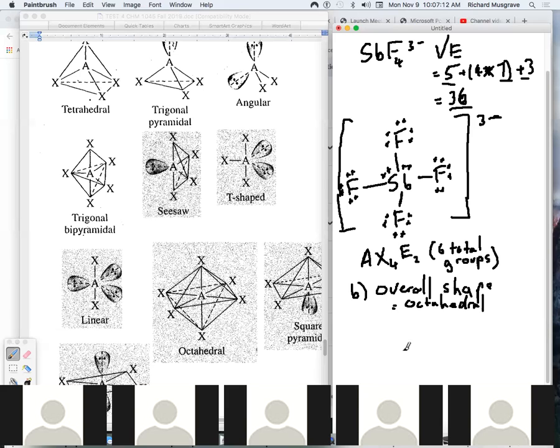Okay. Now the shape of the atoms. Let's look at the shape of the atoms. This is where we take into account the electron pairs. So we're looking for the diagram that will allow us to best express that. Let's see if we can find it.